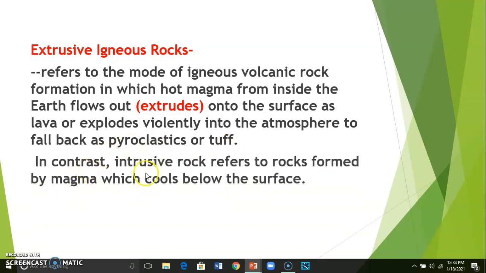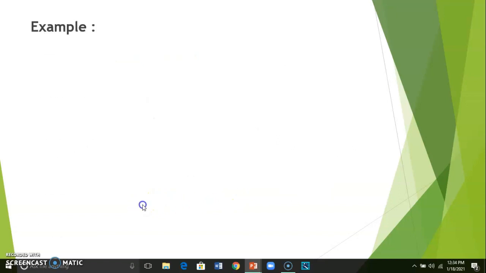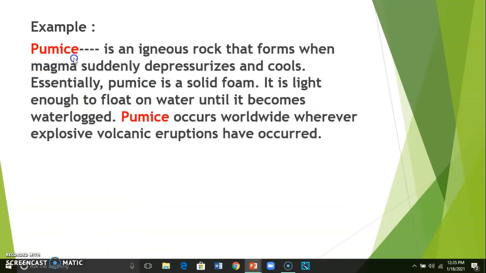In contrast, intrusive rock refers to rocks formed by magma which cools below the surface. So the example, pumice. We will read it together, please.